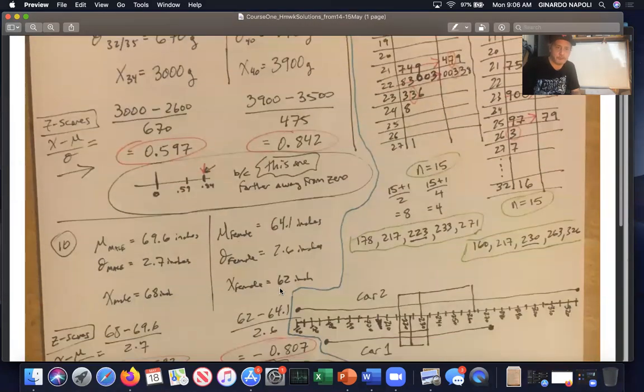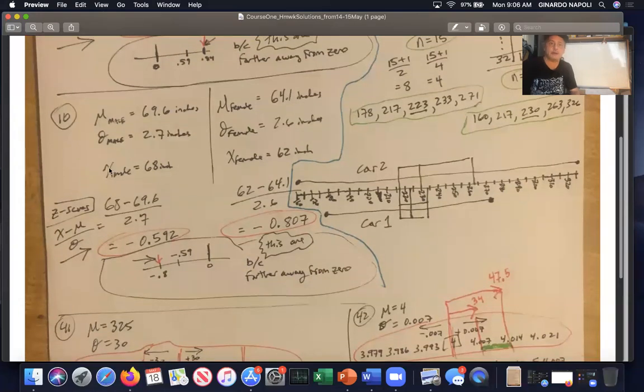Then for 10, I did the same thing. Notice the X male, the X female. You subtract the mean and divide by the standard deviation. And you notice for the female, 0.80 is farther away from 0 than 0.592. So on a number line, it would be farther away from 0.